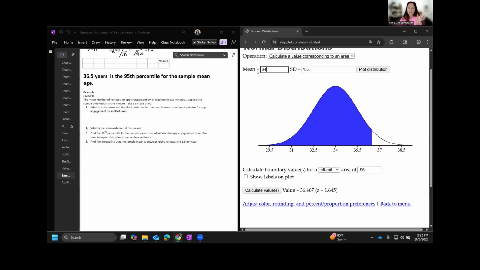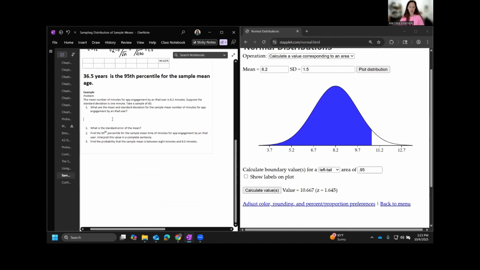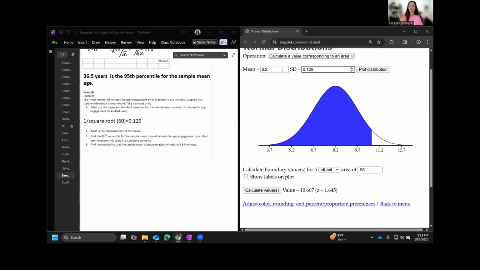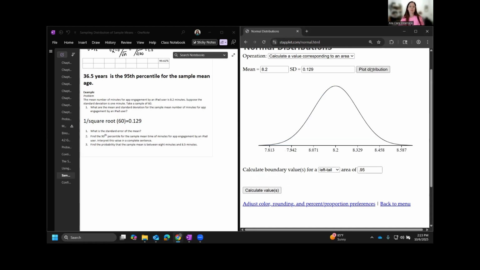Well, the mean stays the same. That is 8.2. But the standard deviation of 1 needs to be divided by the square root of 60 to adjust for that sampling distribution. So 1 divided by the square root of 60 gives me 0.129. Okay, so in my calculator, or when I'm using the normal distribution, I want to enter 0.129 rather than 1. So now I can plot the distribution.